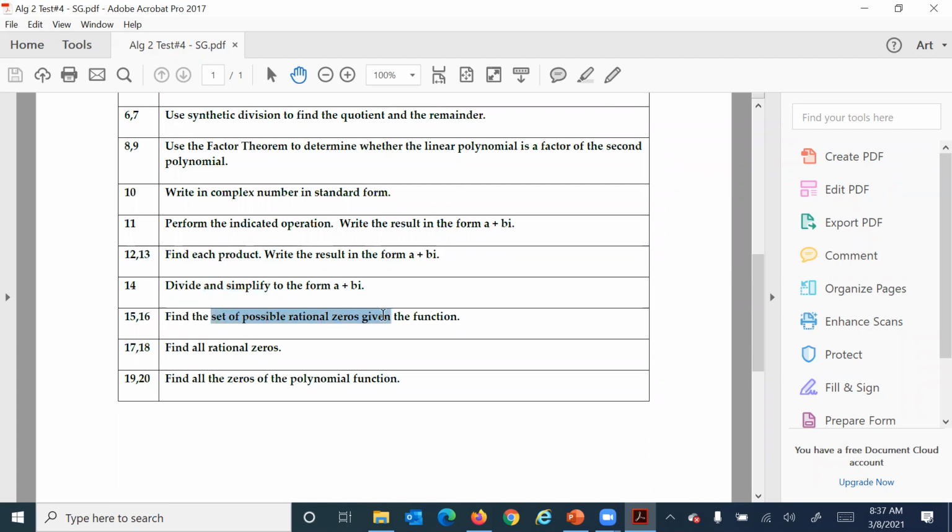And then the stuff we're working on right now, which is the set of all possible rational numbers. Just give me all the different possible rational numbers that it could be. And then we'll make this distinction today between rational zeros and all the zeros. Rational zeros only include fractions and integers, while all zeros will include the rest.